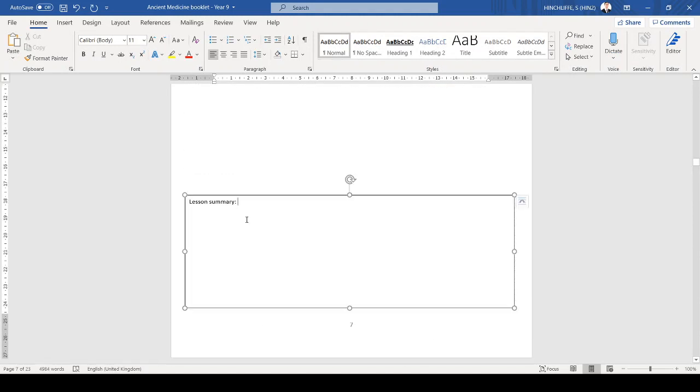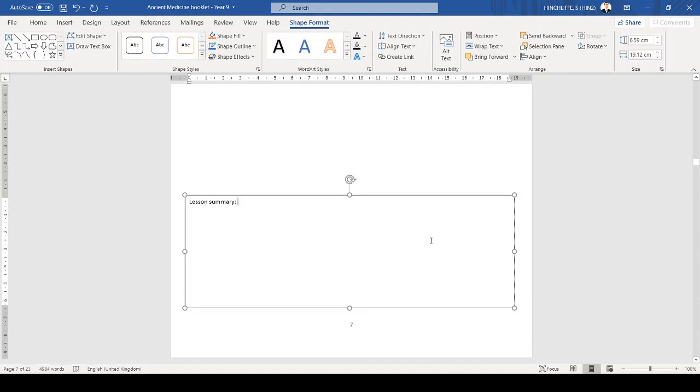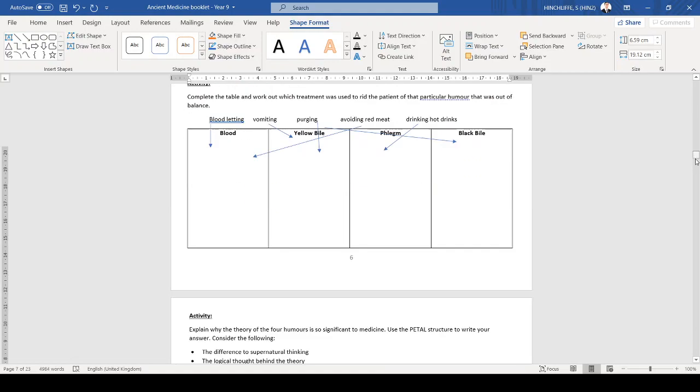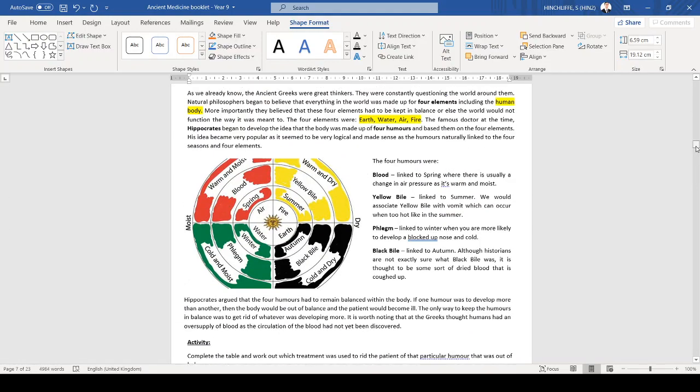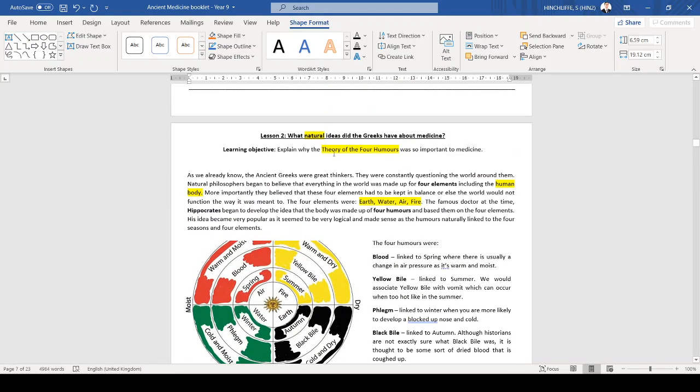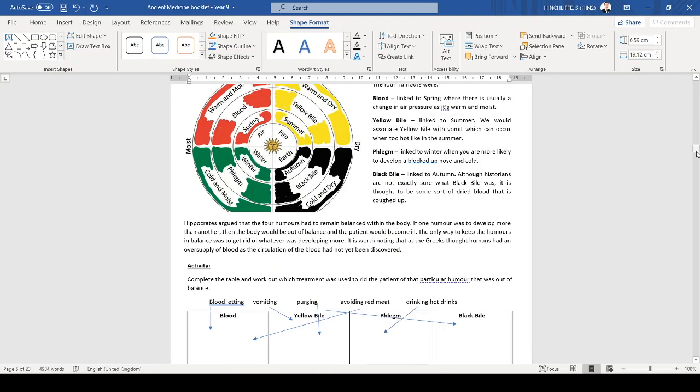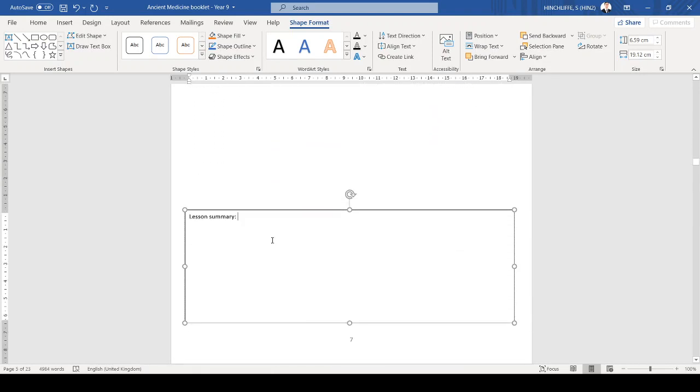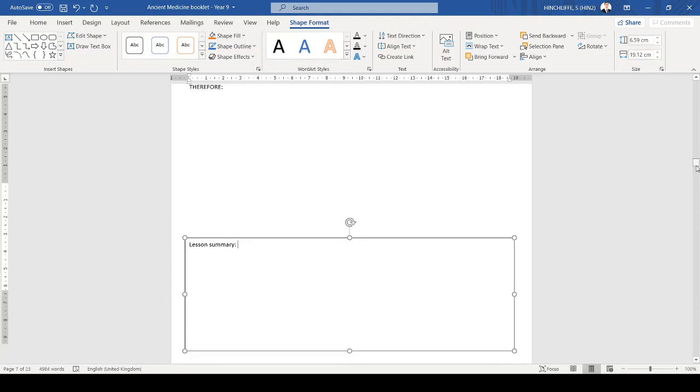Obviously, the last thing you need to do is the lesson summary. So you've got the first part of the lesson summary. You've got 3 bullet points that you want to do, and we can just use the learning objective here. Why was it so important to medicine? So your first bullet point might basically explain what the theory of the four humours was, based on the 4 elements, based on the body being in balance.